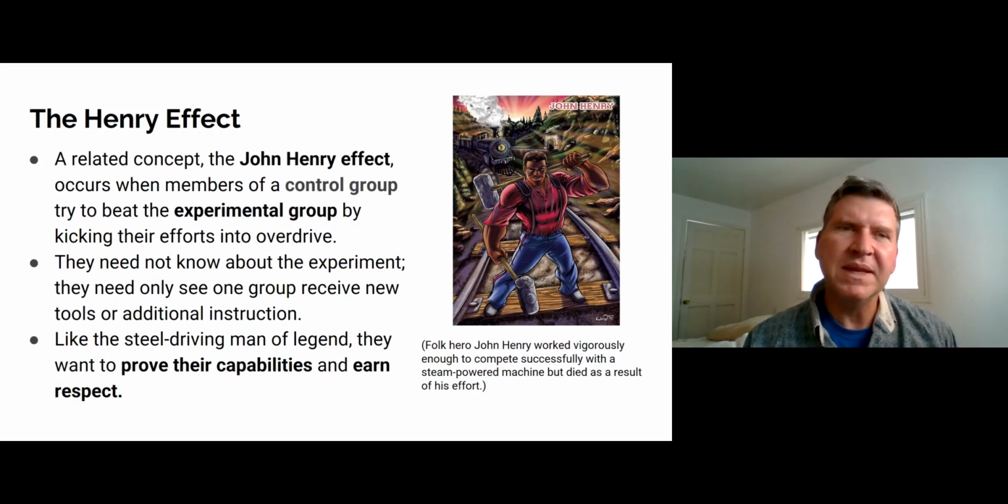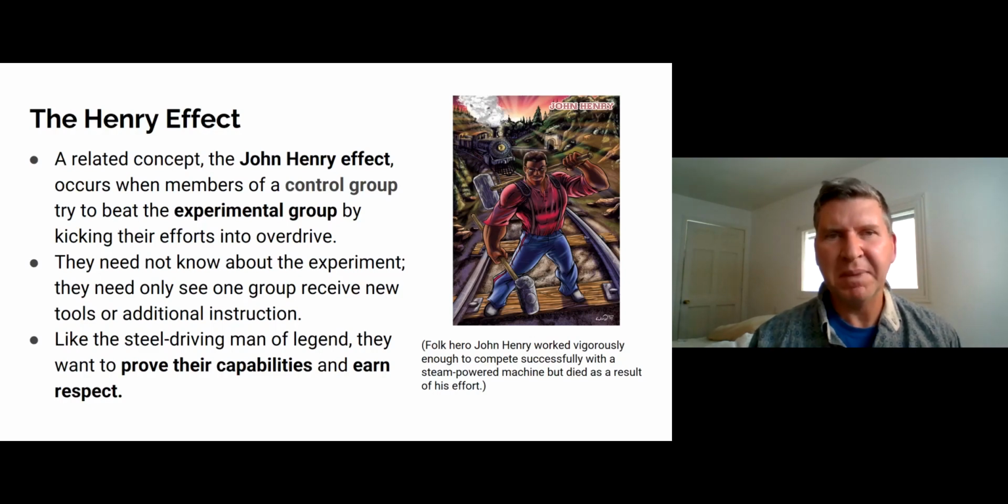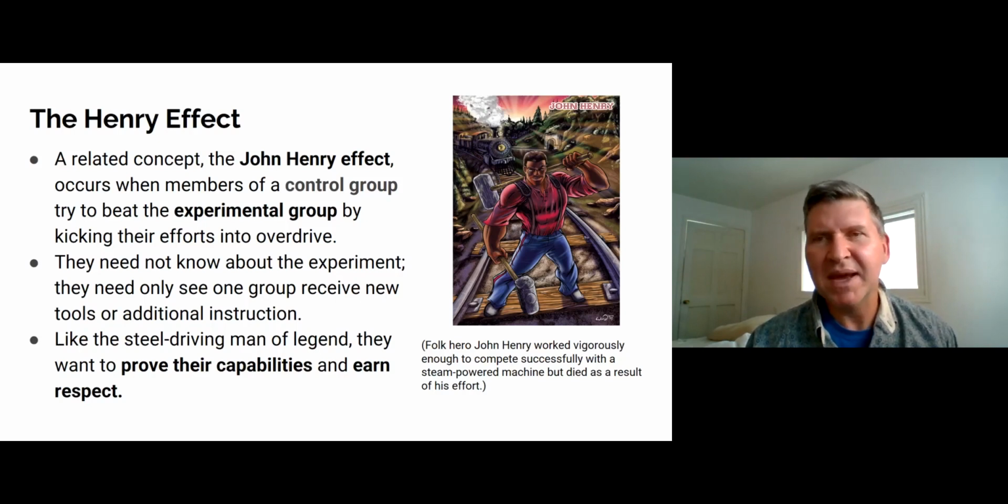And this is important because sometimes we have control groups that try to beat the experimental group as a challenge. They do this because they know that they're part of the group that is not receiving the treatment. And just like John Henry, they want to prove their capabilities and earn respect. So they may be outperforming the experimental group just to make some kind of statement, and this can be a confounding effect on our experiments.